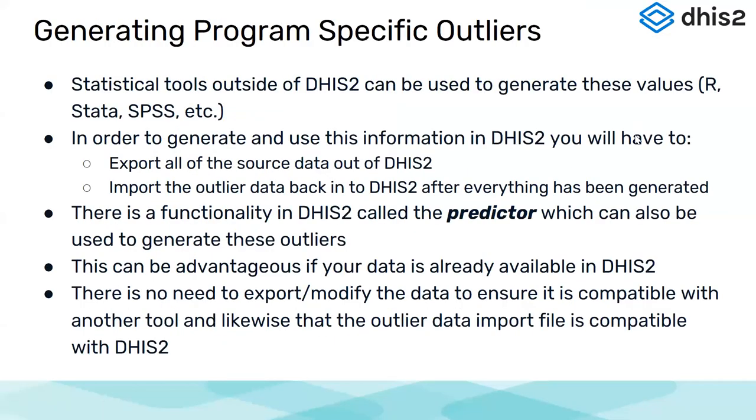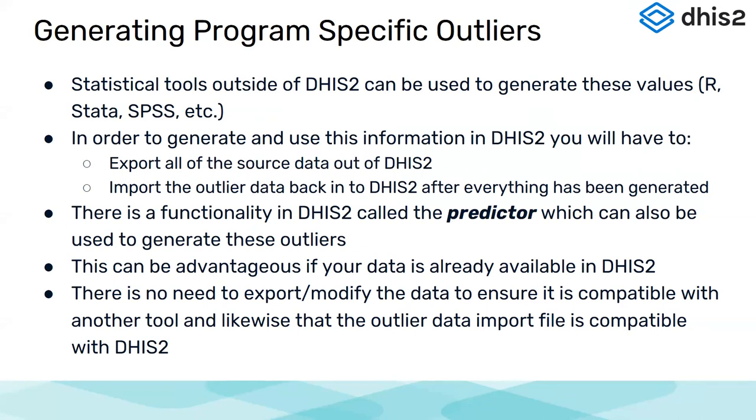So, generating program specific outliers. A statistical tool outside of the DHIS2 can be used to generate this value: R, STATA, and SPSS. In order to generate and use this information in the DHIS2, you will have to export all the source data out of the DHIS2 and put the outlier data back into the DHIS2 after everything has been generated.